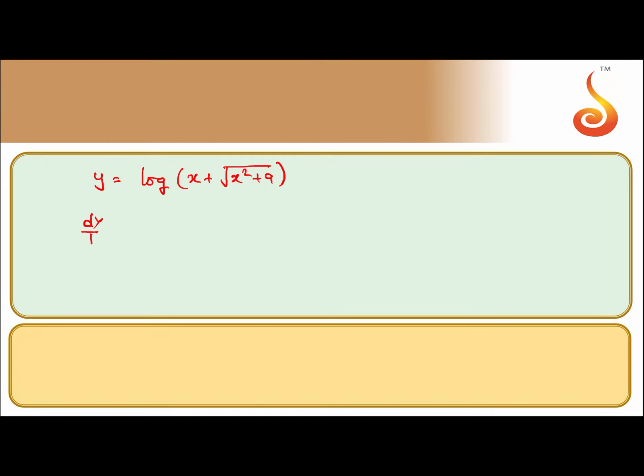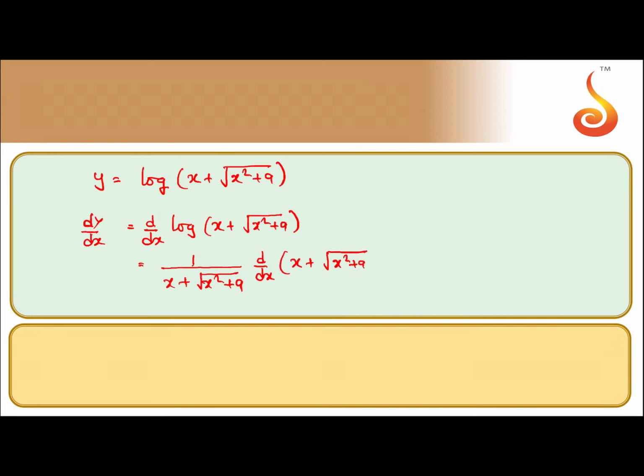So dy by dx will be d by dx of log of x plus under root x square plus 9. So this will give you 1 by x plus under root x square plus 9 into d by dx of x plus under root x square plus 9. Now, this can again be written as 1 by x plus under root of x square plus 9. Derivative of x is 1.